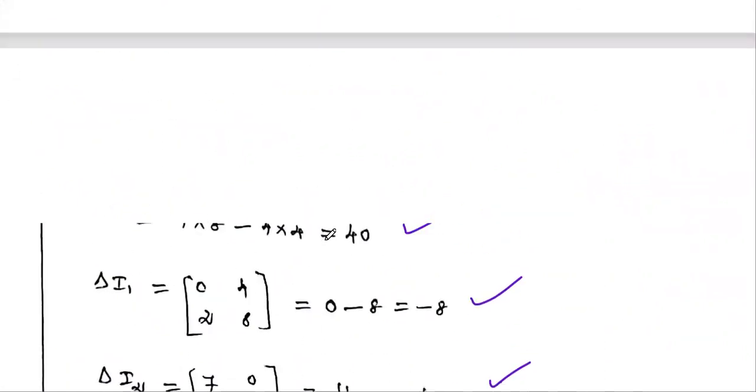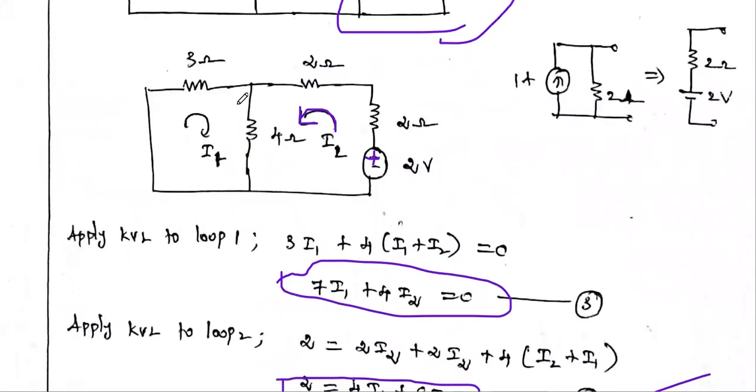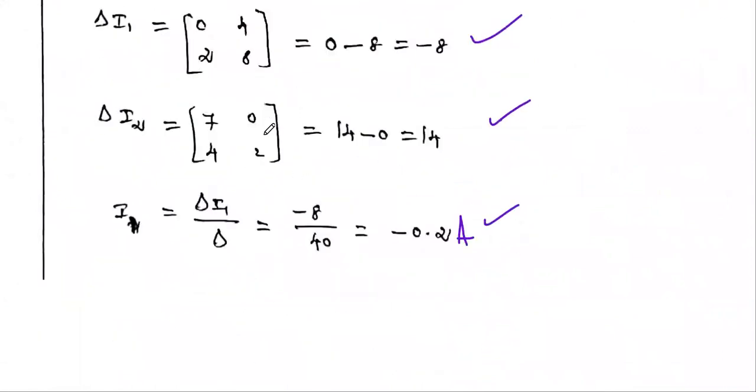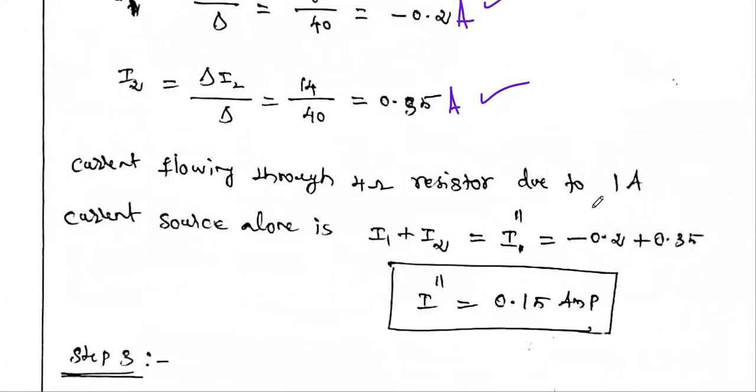Okay, so what is our question? After calculating the mesh currents, our question is to find the current flowing through this 4 ohm resistor. What is the current flowing through this 4 ohm resistor in this diagram? It is the addition of I1 and I2, since both currents are flowing in the same direction. So the current flowing through the 4 ohm resistor due to the 1 amp current source is I2 plus I1. You consider that current as I double dash. So the I double dash answer is 0.15 amps.